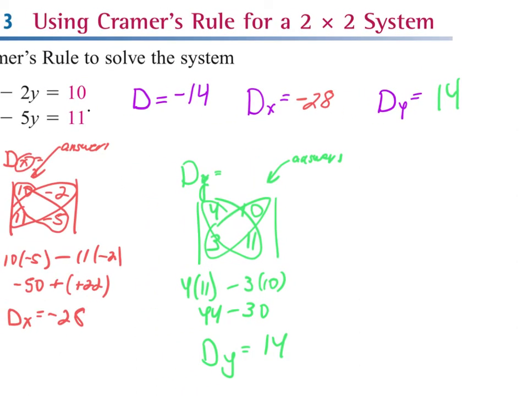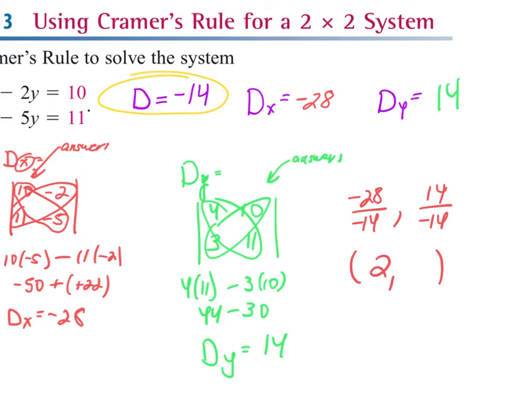What do I do with these numbers? Put them over the coefficient determinant. Perfect, very good. So I have negative 28 divided by negative 14, and 14 divided by negative 14. So what is my solution to this system of equations? 2, what?